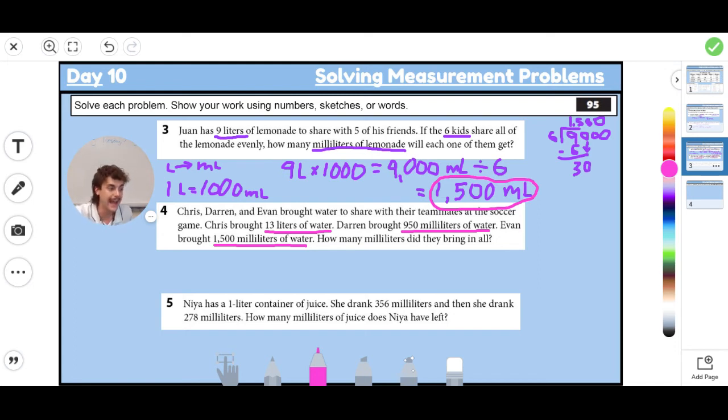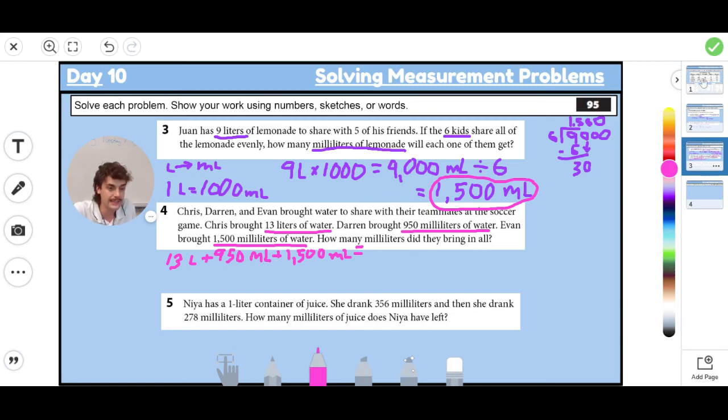So we're going to have to be adding 13 liters plus 950 milliliters plus 1,500 milliliters. So before we can add these all up, though, we do not have them all as the same unit. We need to change this 13 into milliliters so that it matches the rest of our problem.